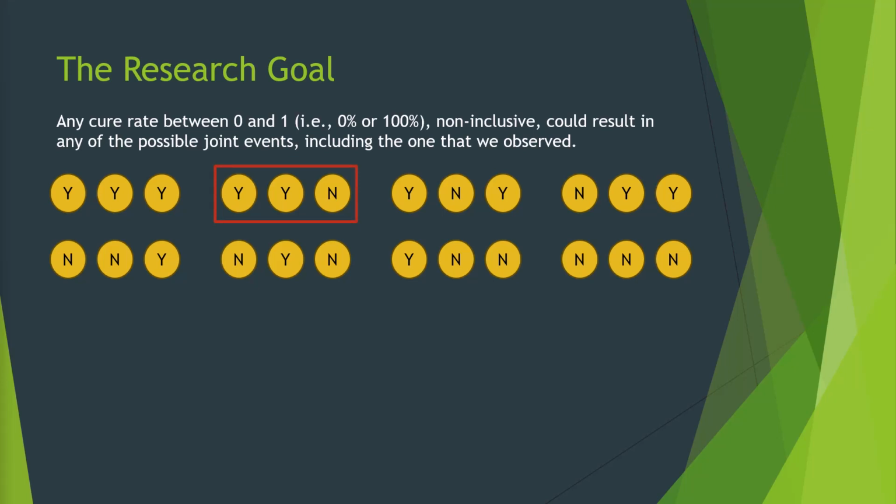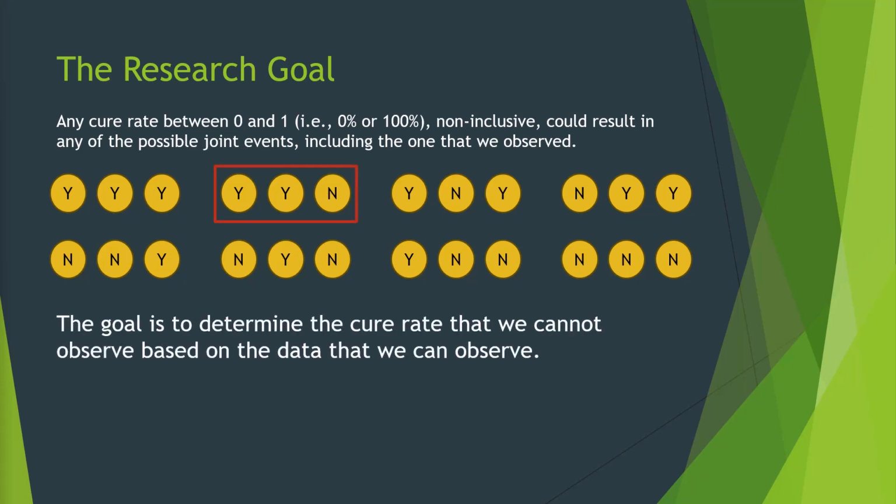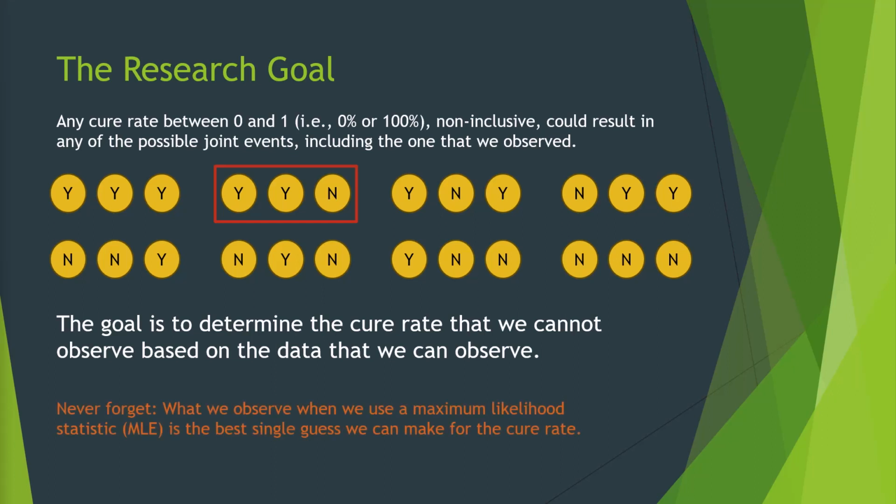The goal is to determine the cure rate that we cannot observe based on the data that we can observe. What we really want to know is the cure rate, yet we have only made 3 observations. Never forget, what we observe when we use a maximum likelihood statistic, or an MLE, is the best single guess we can make for the cure rate, and proportions are maximum likelihood estimates.